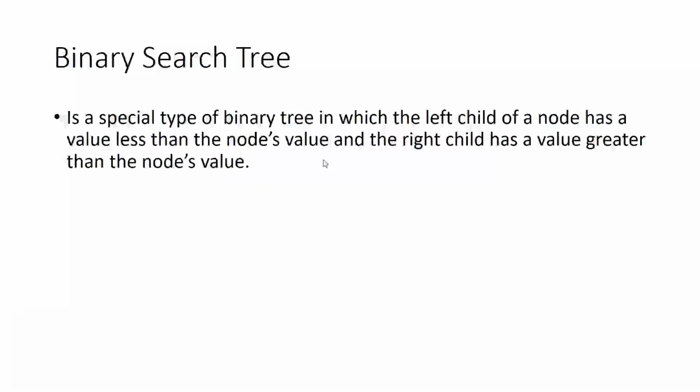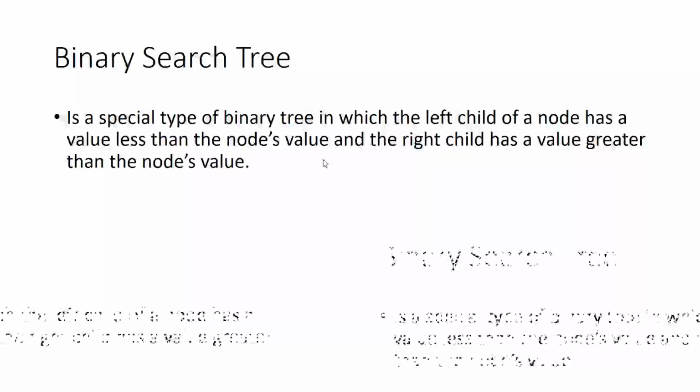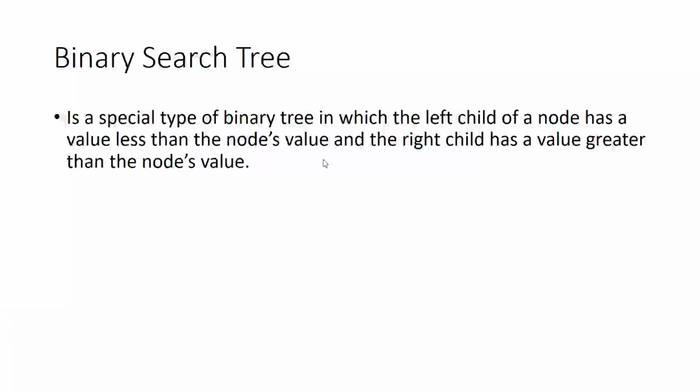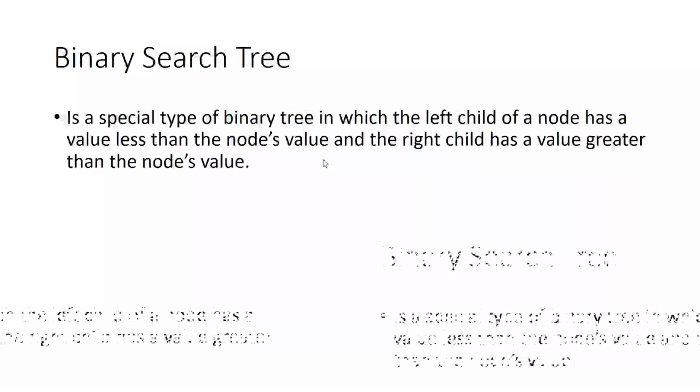Then binary search tree. In the case of a binary search tree, the value of the left child should be less than the root node or parent node. Similarly, the value of the right child should be greater than the root or the parent node. So this is the binary search tree, and we will see binary search tree in detail in the next video.